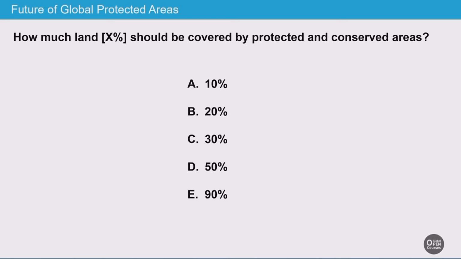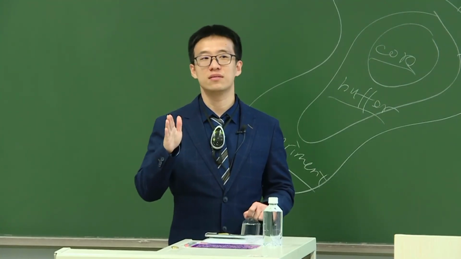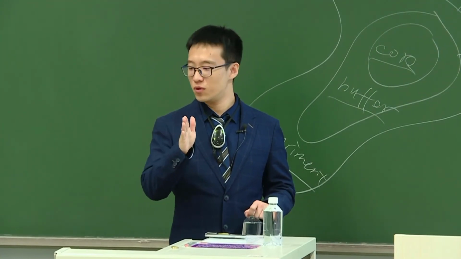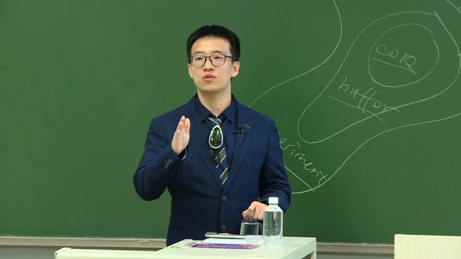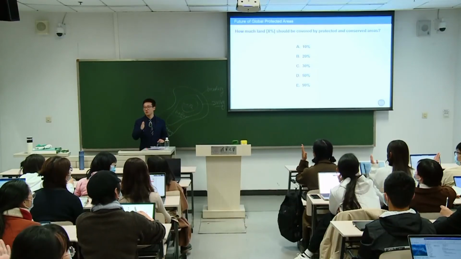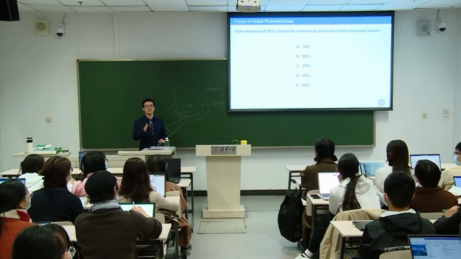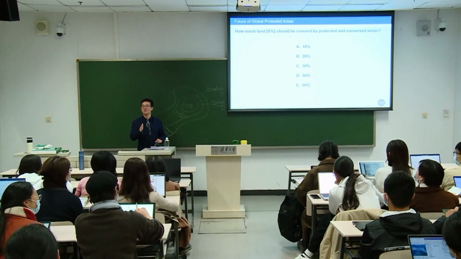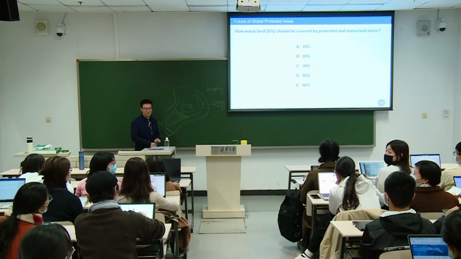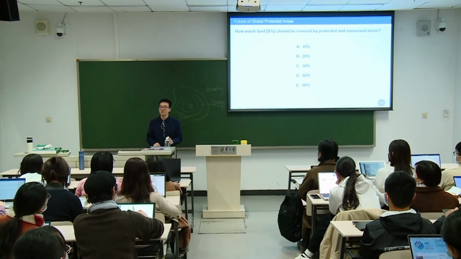Who supports A? Raise up your hand. B. Oh, there are 5 students. C. Who supports C? It's more than B. D. Who chose D? Oh, it's more people. Who chose E? Only 2 people. Oh, I think you provide hope.